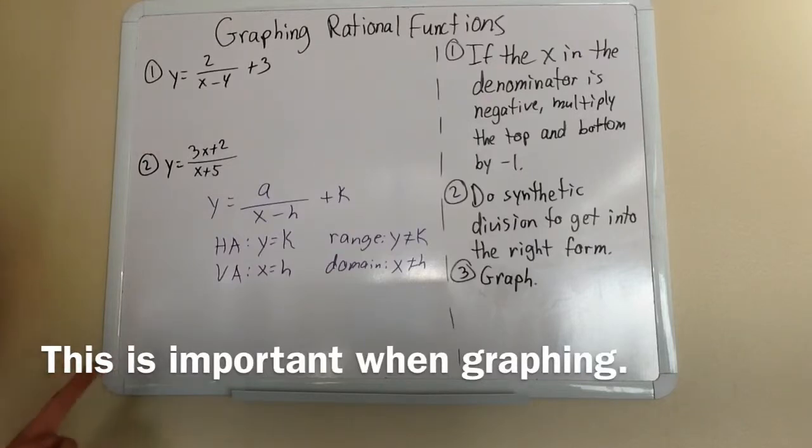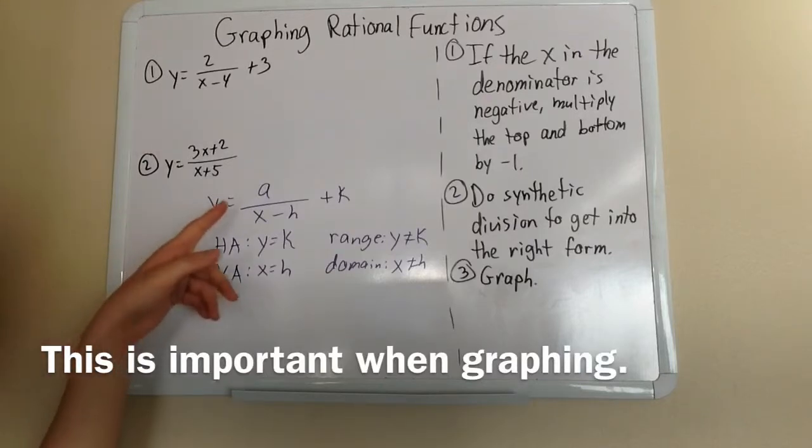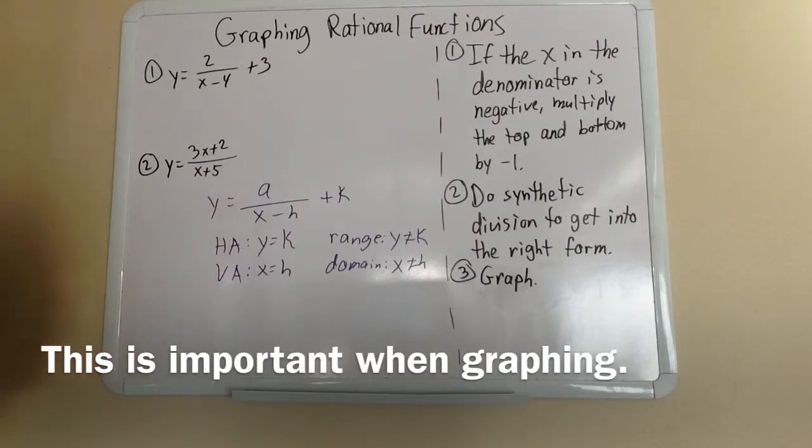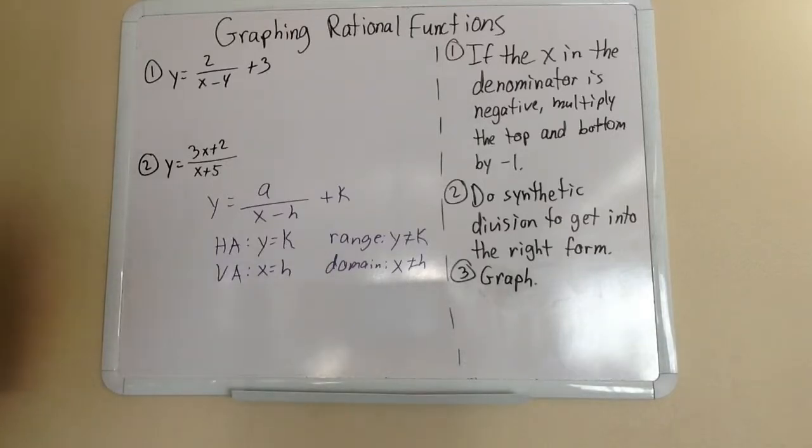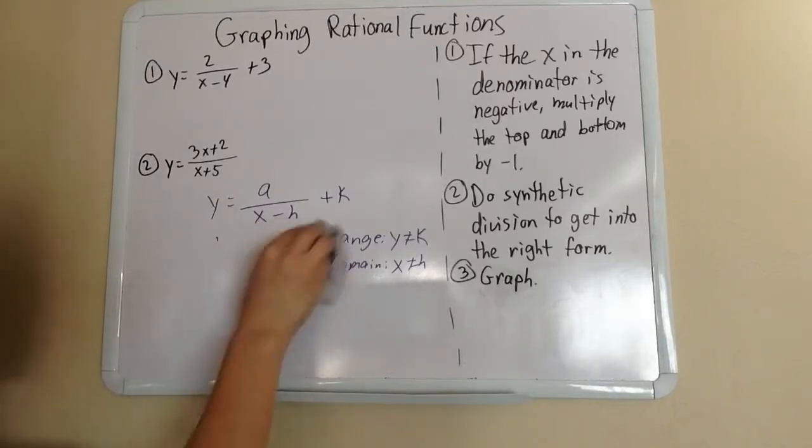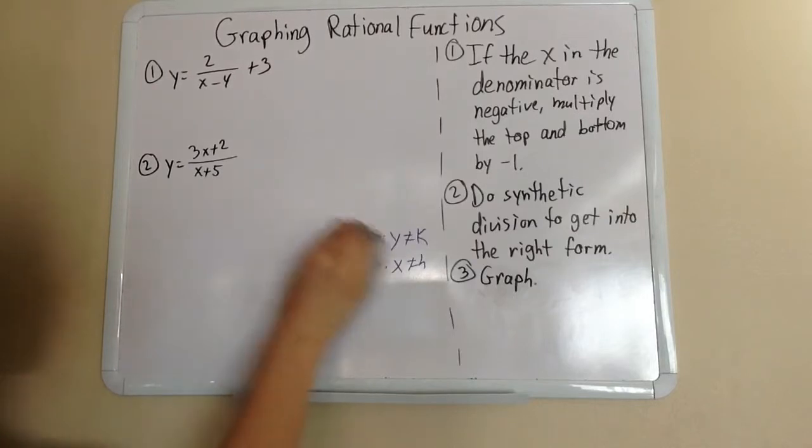The other important thing to remember is that a here will flip the equation if it's negative. So if a is negative, it's going to flip your graph. And I'll show you what that looks like in a bit. So I'm going to erase this for now, and we will get to graphing our first one.